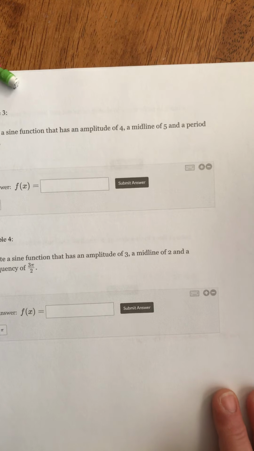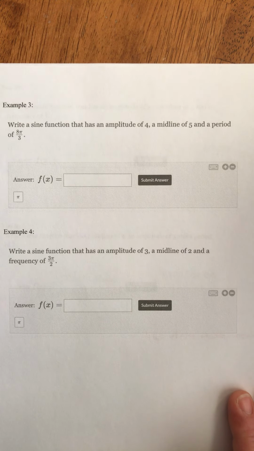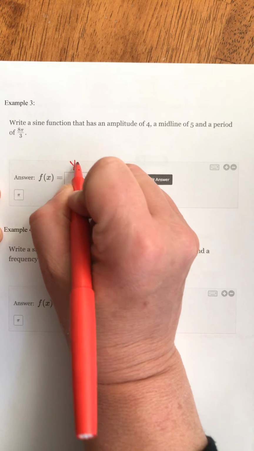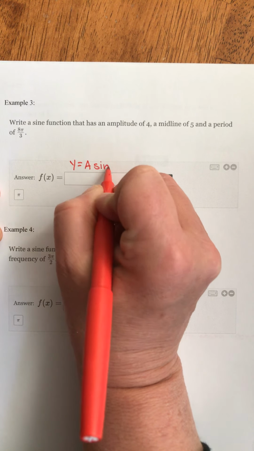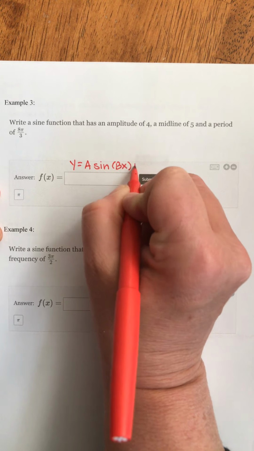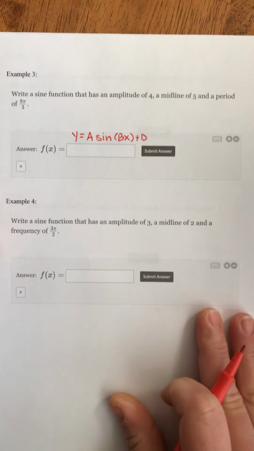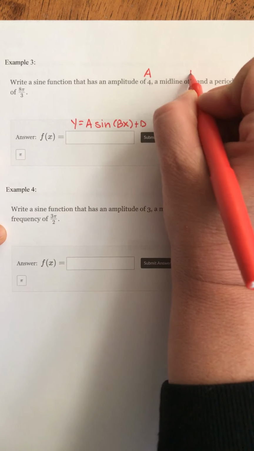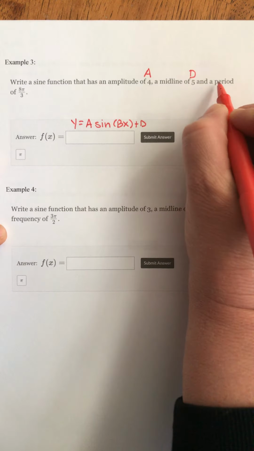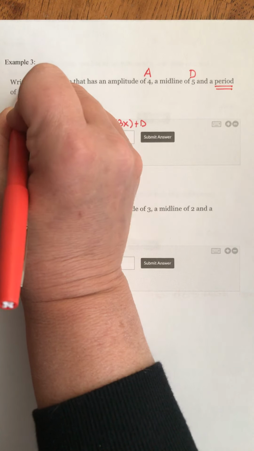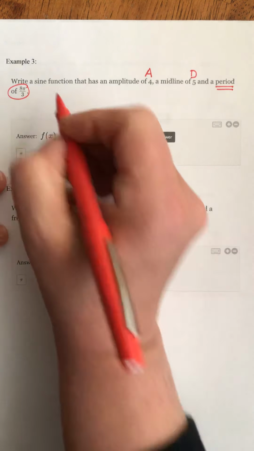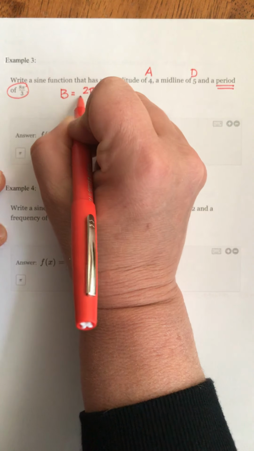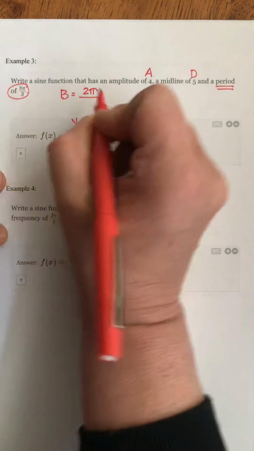All right, on the next page, we have write a sine function. So once I see the word sine, I know that it's going to be of the form y equals a sine bx plus d, okay? And it has an amplitude of 4, that's my a, midline of 5, that's my d, and a period, so they gave you the period this time, of 8 pi over 3. So I have to take that to get my b value. I take 2 pi and divide by whatever period they gave me. They gave me 8 pi over 3.